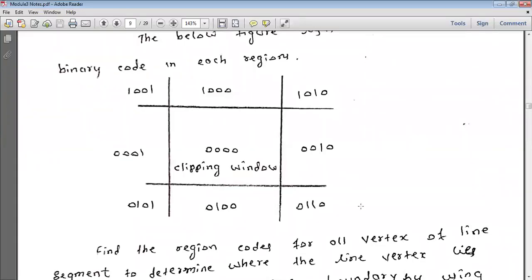That means anything that comes out of the clipping window will be a non-zero number. If it is above, the first bit will be 1. If it is below, the second bit will be 1. If it is towards the right side, the third bit will be 1. If it is towards the left side, the fourth bit will be 1. For example, if it comes in between, it is the OR operation of the two corresponding codes, for each of these corner regions.